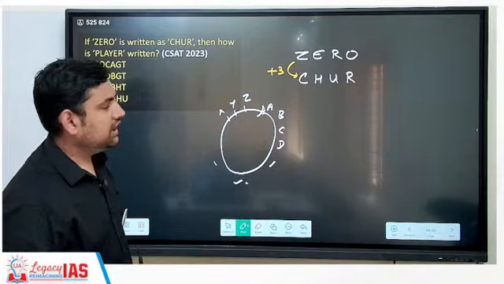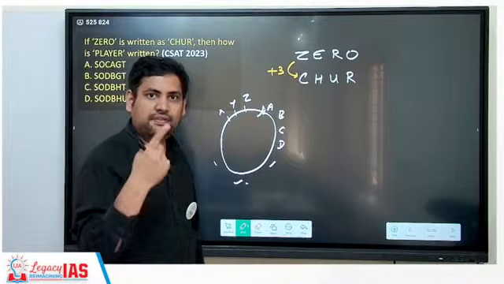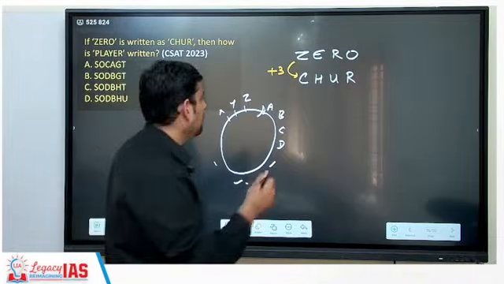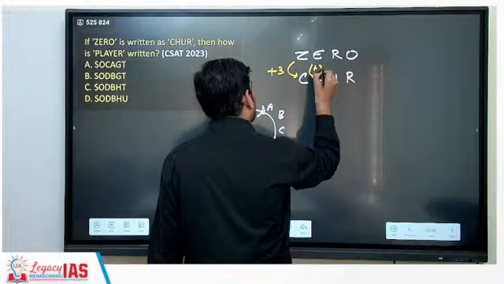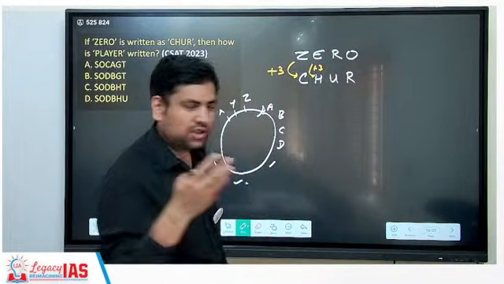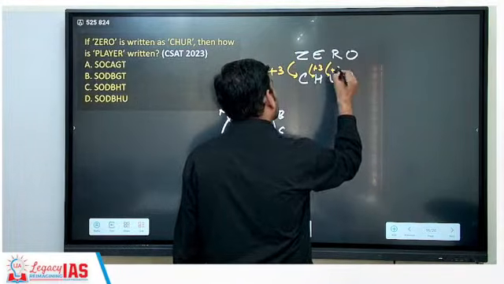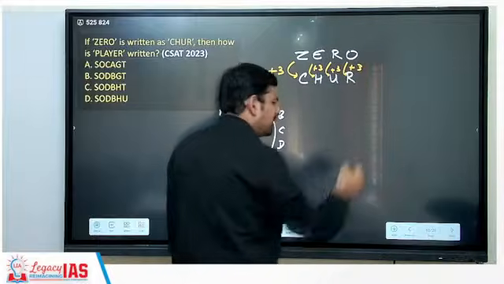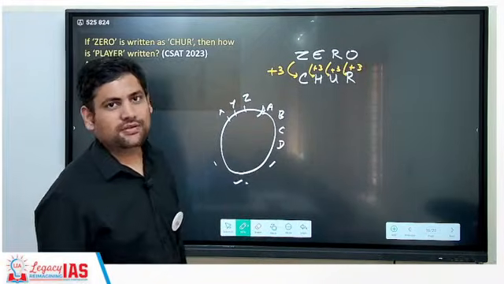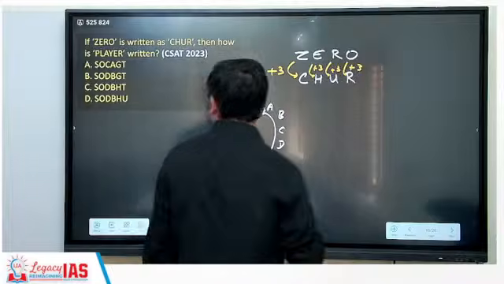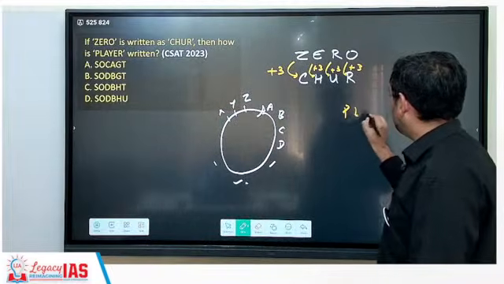Understood? Then E. After E, F, G, H. Again, the difference is of 3. Then R, S, T, U. Again, difference is of 3. So of course O, this is also 3. So all the time the difference is 3. If this is so, then what can you do? You have to find for PLAYER.